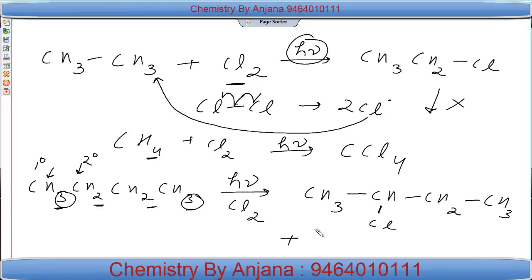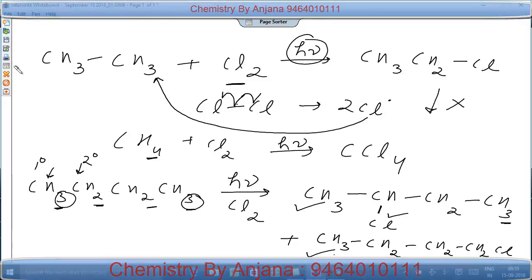Yes, minor possibility is there that we can get this also, CH3, CH2, CH2, CH2Cl. Very less possibility, very less chances are there that this H can also be substituted with Cl, but preferred is always secondary hydrogen in place of primary hydrogen. So this one is major product and this one is minor product of this reaction. So in this way, with the help of alkanes, we can produce alkyl halides, and this method is called halogenation of alkanes in presence of sunlight always.